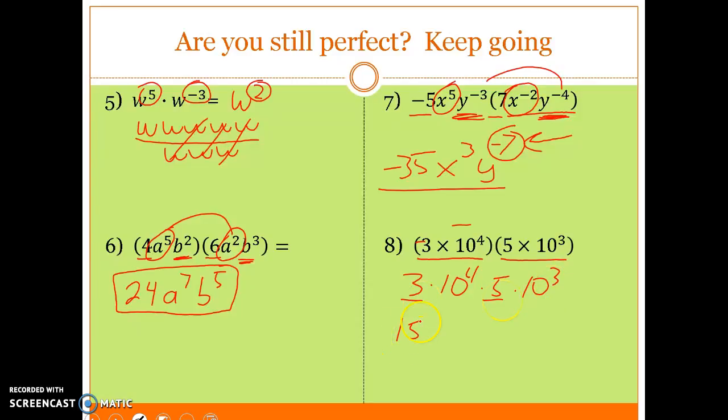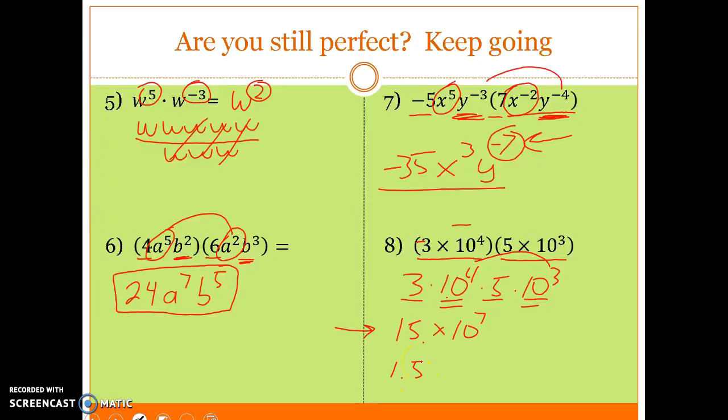That gives me 15. And then 10 to the 4th times 10 to the 3rd is 10 to the 7th, because I'm adding the like base. I'm adding the exponents because I'm multiplying like bases here. The problem with this is it's a correct answer, but it's not in scientific notation. The decimal is here, but I want the decimal to be between the 1 and the 5.